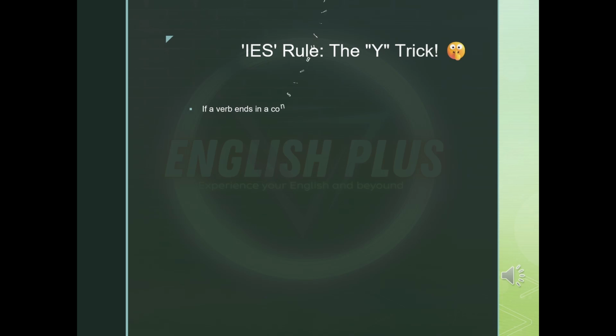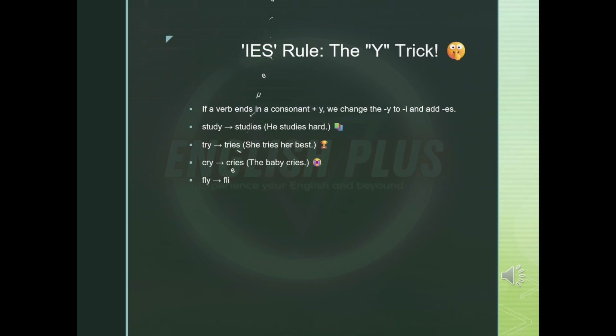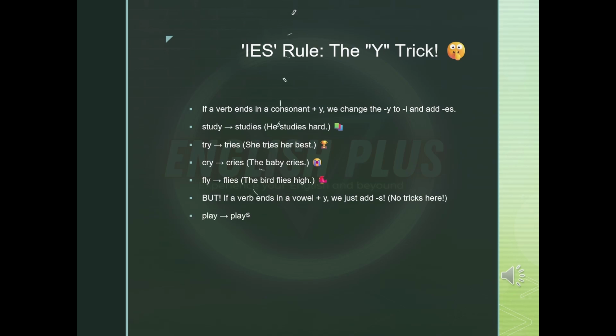Here's a spelling trick. If a verb ends in a consonant plus y, like study or try, change the y to i and add es. Study, studies. But if it's a vowel plus y like play, just add s. Plays. Can you think of other verbs with y endings?